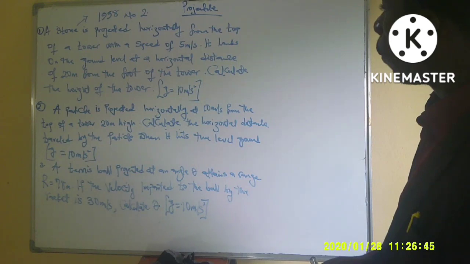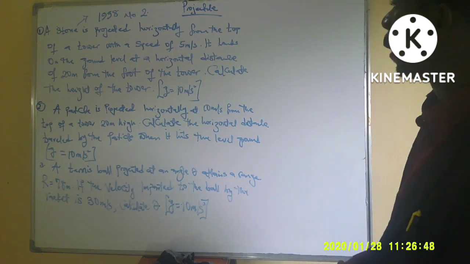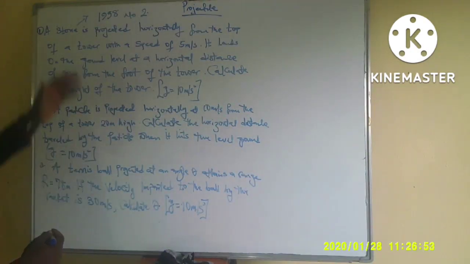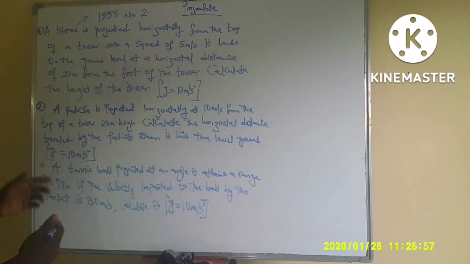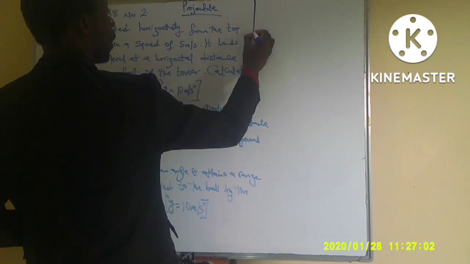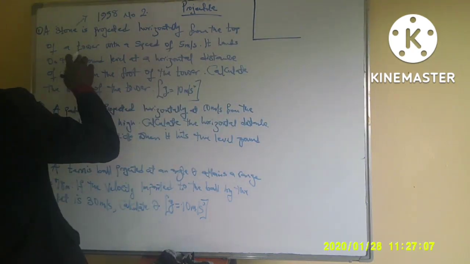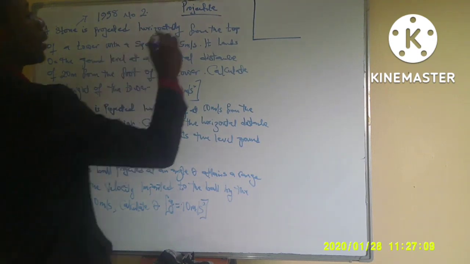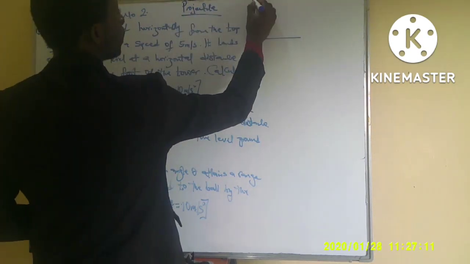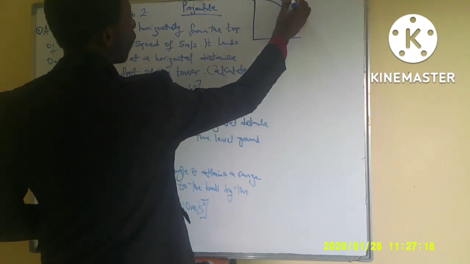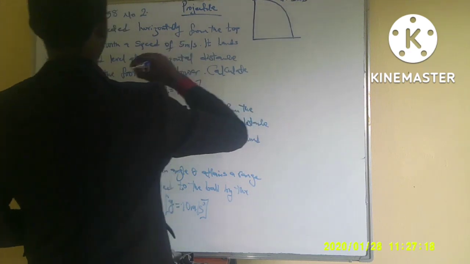Now, how do we go? A stone is projected horizontally from the top of the tower. This is a question from an external examination, 1998, question number 2. So let's say this is a tower, and from the top of the tower it is projected with a speed of 5 meters per second. So the initial velocity u is equal to 5 meters per second.